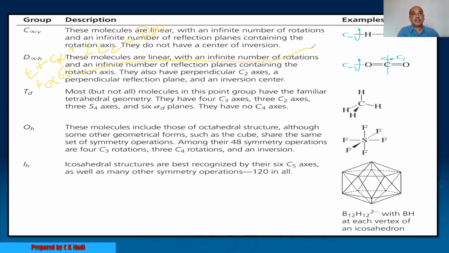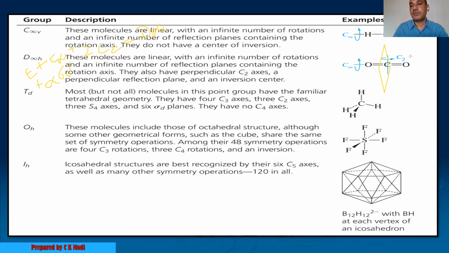Plus one more plane is present, that is sigma h. This is sigma h, which is perpendicular to the principal axis. So how many symmetry elements are present in this molecule? I will repeat: identity E is present, followed by C infinite, which is situated on the x-axis, plus two subsidiary C2s, one situated on the z-axis and another on the y-axis. Therefore E plus C infinite plus 2C2 gives D infinite, plus an infinite number of sigma v planes are also present.